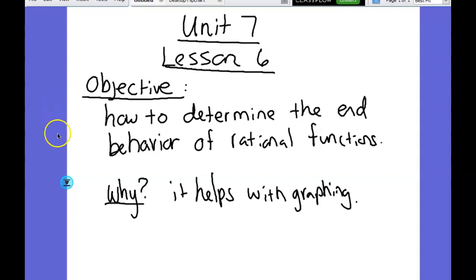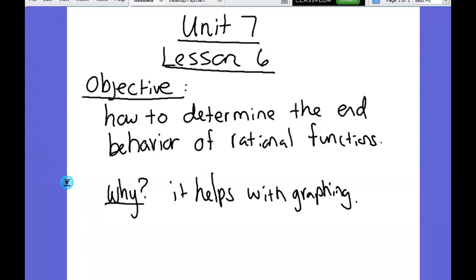Today, lesson 6, we're going to be talking about how to find the end behavior of rational functions. Why do we do this? Because it helps with graphing. So if you need to pause the video here to copy down your intro, go ahead. Take no more than about a minute for that. But other than that, we'll go and get started.